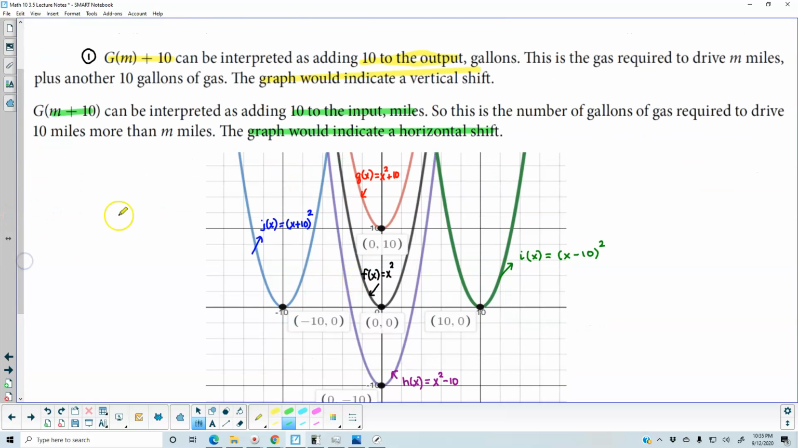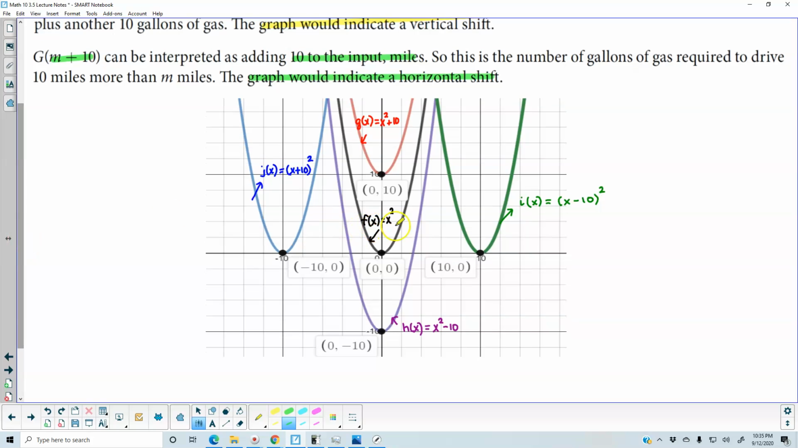So if we have our standard function f of x equals x squared, and we wanted to shift it to the right, that means we're taking x and subtracting 10 from the input and then squaring it. If we wanted to shift this to the left, that means we're taking the input and adding 10 to the input and then squaring it.